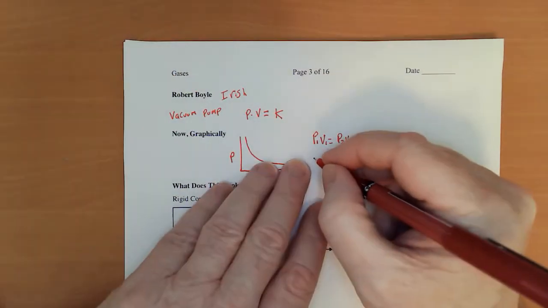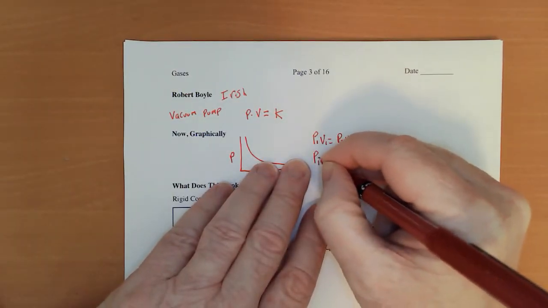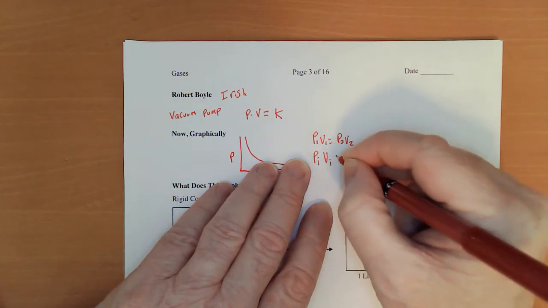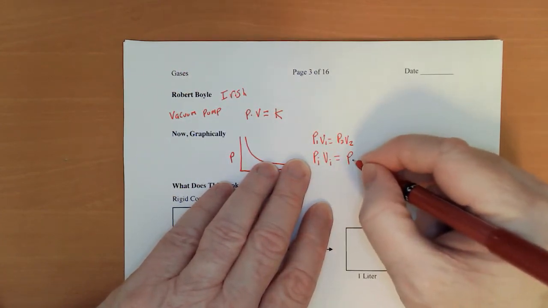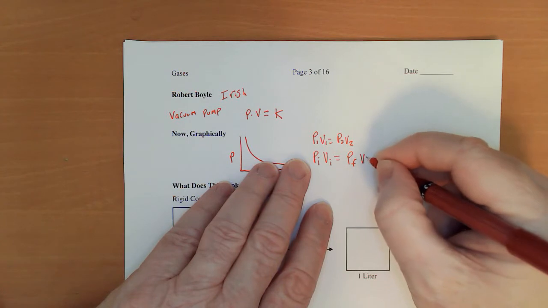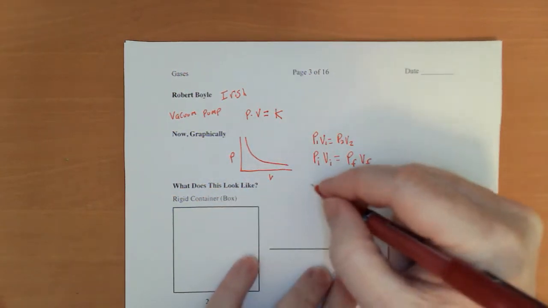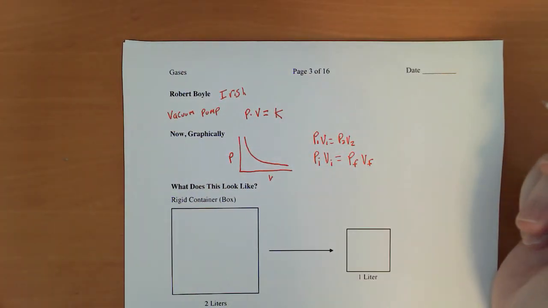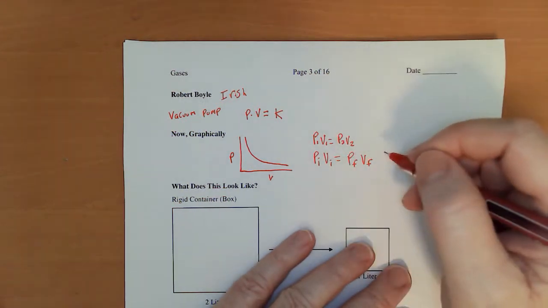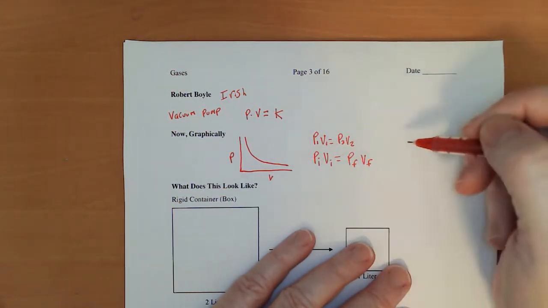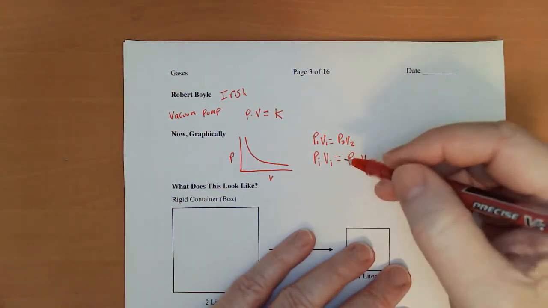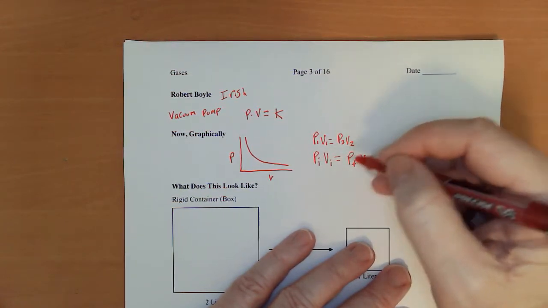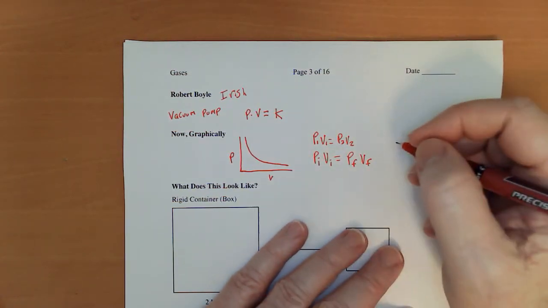Now, personally, I kind of prefer Pi Vi equals Pf Vf. I like initial and final. Okay? The initial state of the gas, the final state of the gas. This is a two-state problem. We have a balloon under one set of conditions. We change it, different set of conditions.